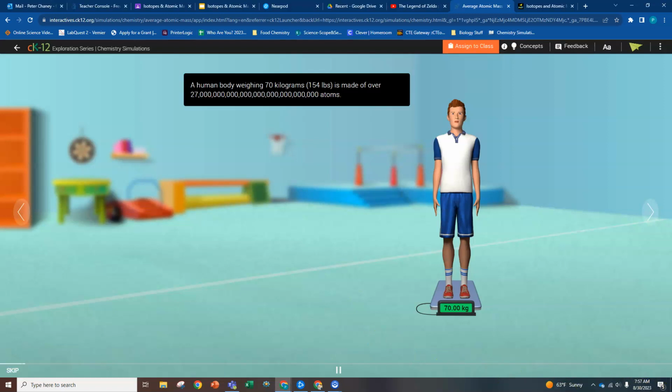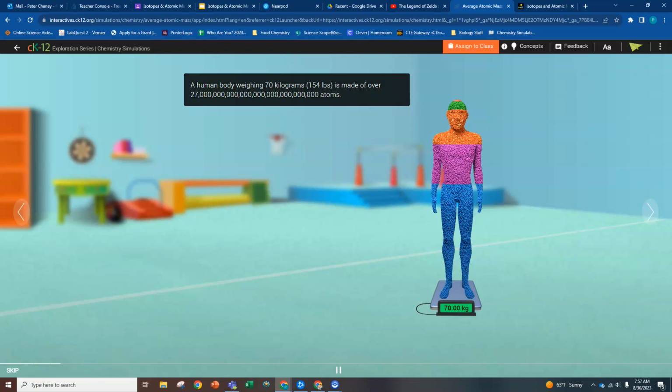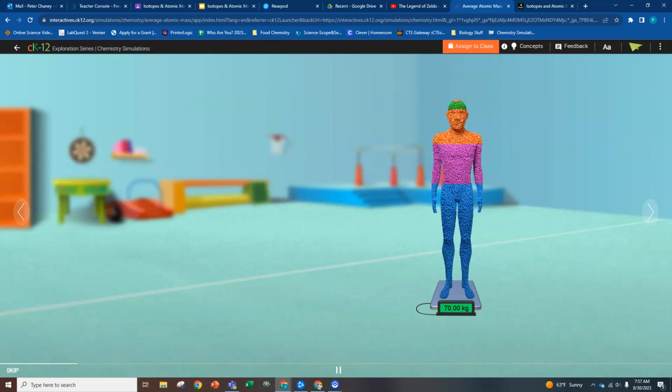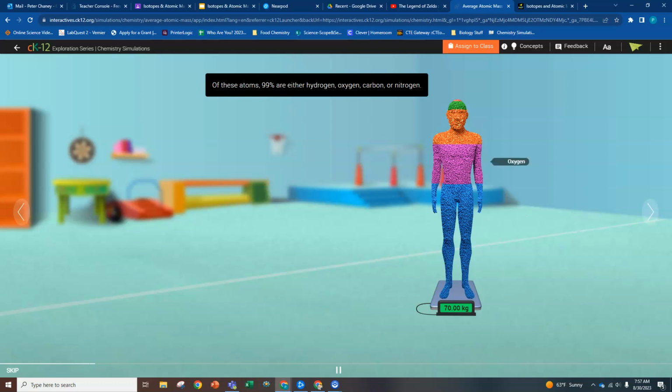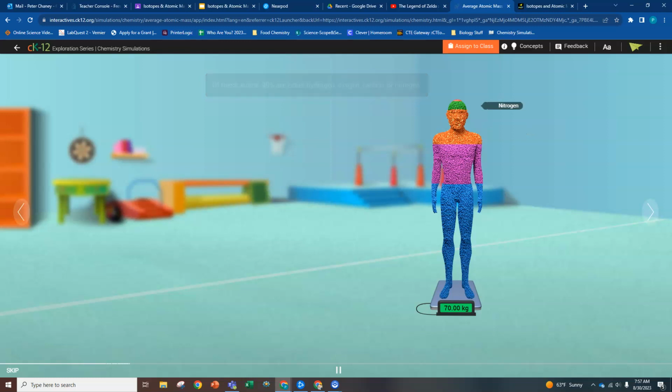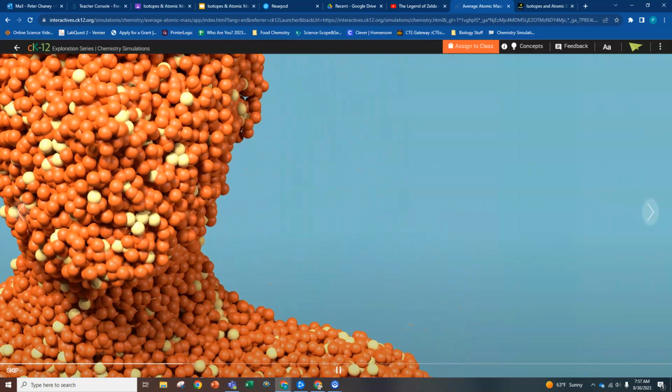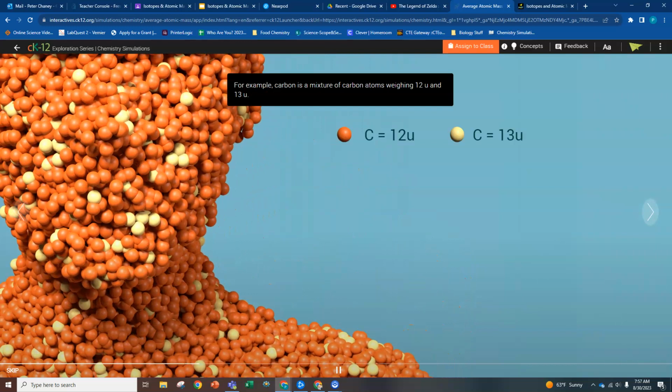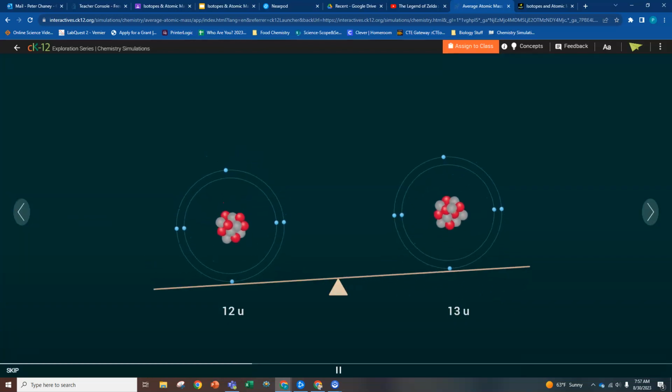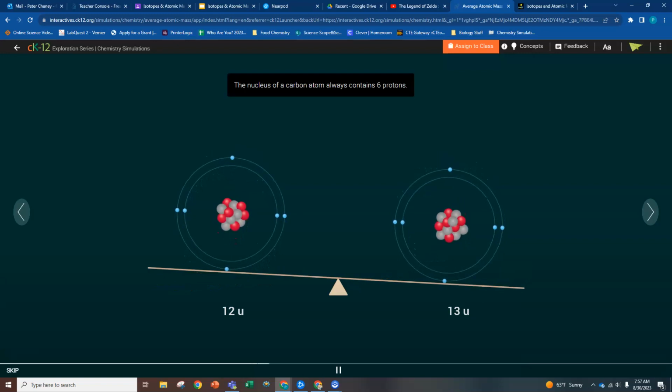So a human body weighing 70 kilograms or 154 pounds is made up of over that many atoms. I don't even know that number. We should look it up. Of these atoms, 99% are either hydrogen, oxygen, carbon, or nitrogen. The remaining 1% of atoms come from 31 trace elements. For example, carbon is a mixture of carbon atoms weighing 12U and 13U. So if you were to put those on the scale, obviously the 13U weighs just a little more.